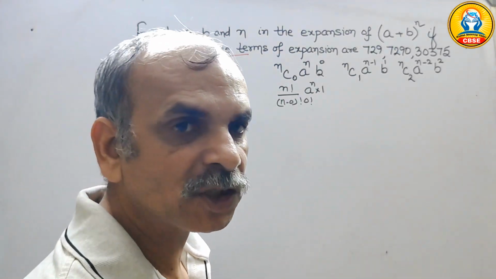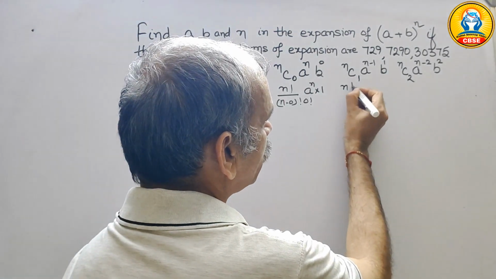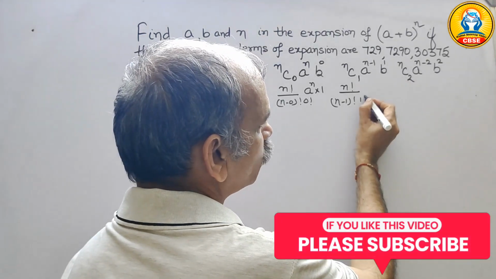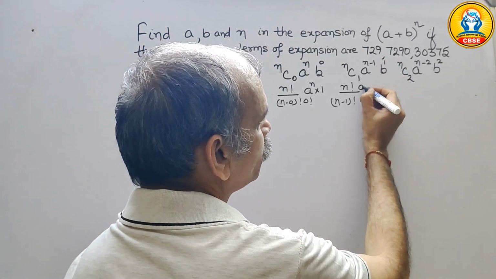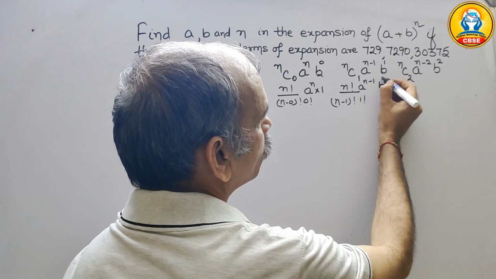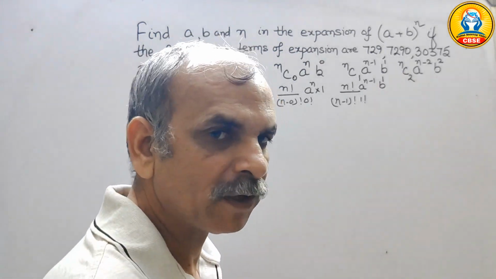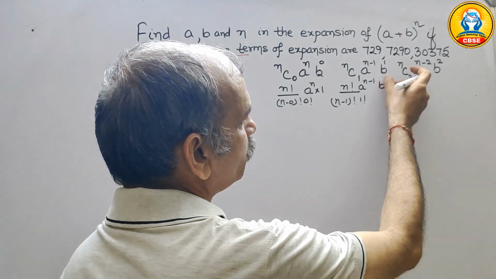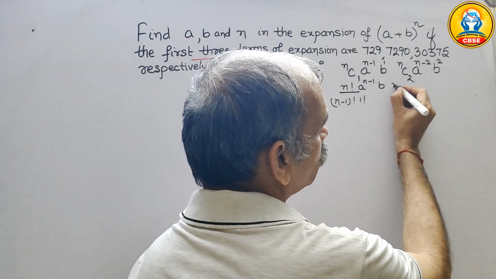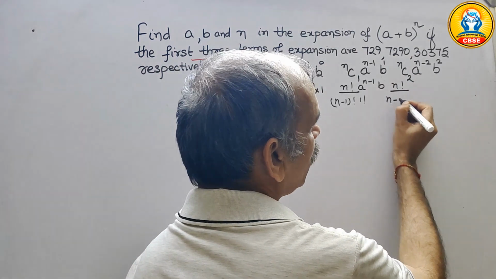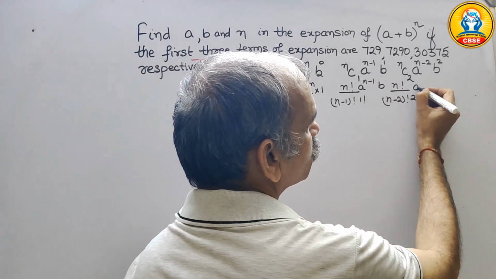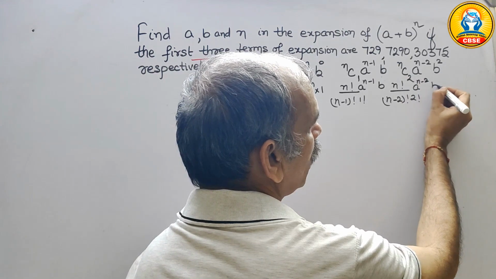Here comes nC1. What is nC1? n factorial by (n minus 1) factorial and 1 factorial, and this will be a to the power of n minus 1, b to the power of 1. b to the power of 1 is b only, so we will just write b. Next, nC2 is n factorial by (n minus 2) factorial and 2 factorial, and here comes a to the power of n minus 2 and b square.